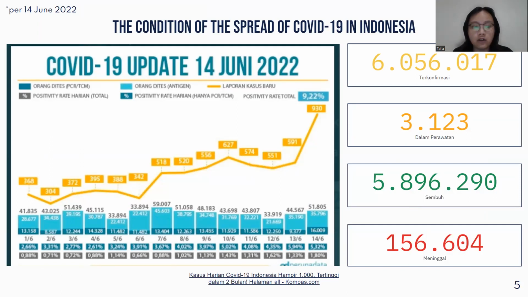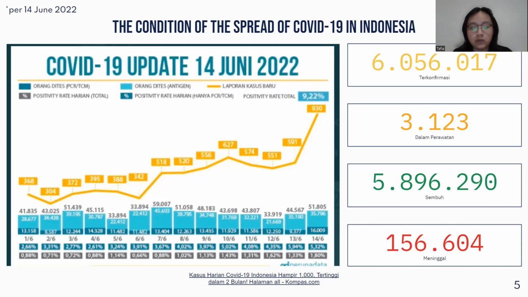6,056,017 confirmed cases of COVID-19 infection in Indonesia, spread across 34 provinces. The cases are divided into several categories based on the condition of each individual, namely cases that are still active or under treatment, recovered, and died. A total of 0.05% were confirmed to be active, 97.36% were confirmed cured, and 2.59% were confirmed dead.